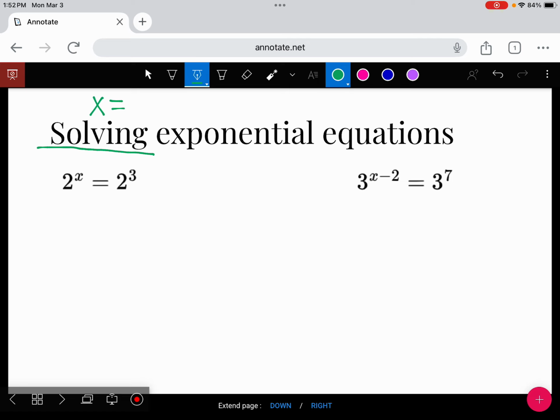So look at this first one: 2 to the x equals 2 cubed. What does the x have to be for those to be equal to each other?